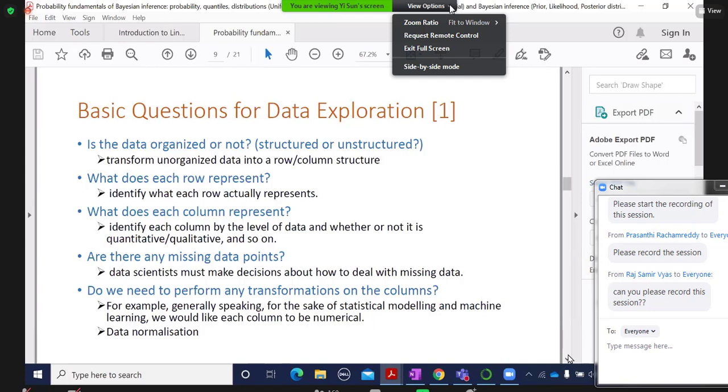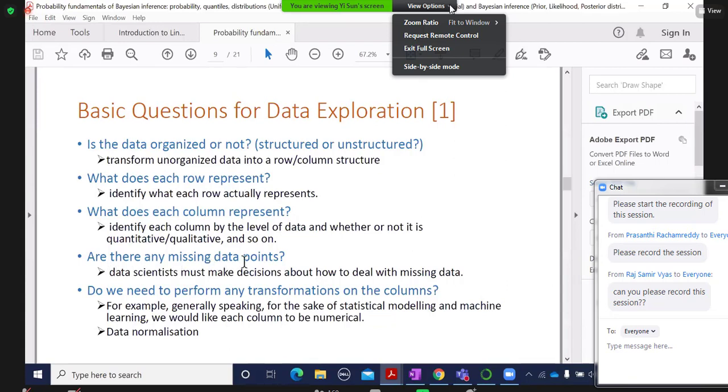When doing data exploration, there are some basic questions you must check. So for example here, I list some of them. Is the data organized or not? In our pre-recorded videos in Unit 1, we talked about structured data and unstructured data. If data is unstructured, you need to transfer them into a row and column structure. You need to know what each row represents, what each column represents, okay?